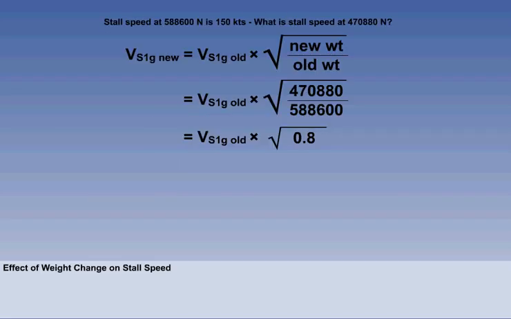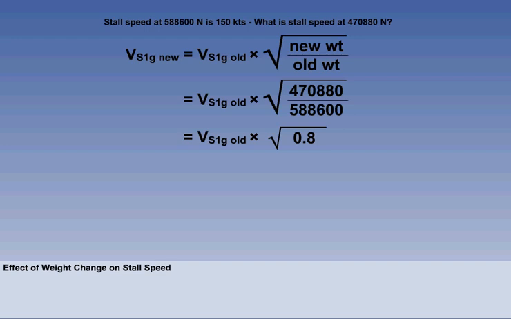For example, if an aircraft stalls at 150 knots at a weight of 588,600 newtons, what is the 1G stalling speed at 470,880 newtons?